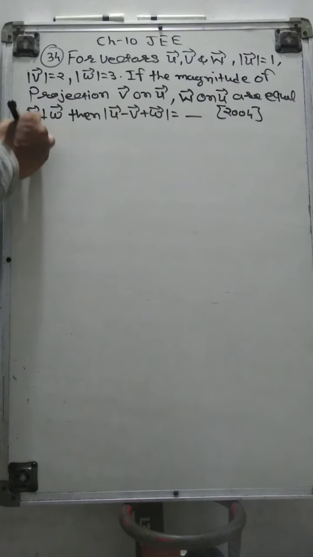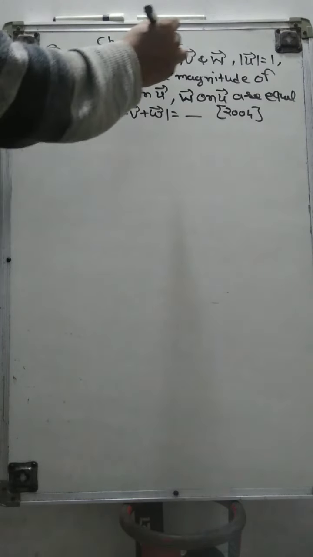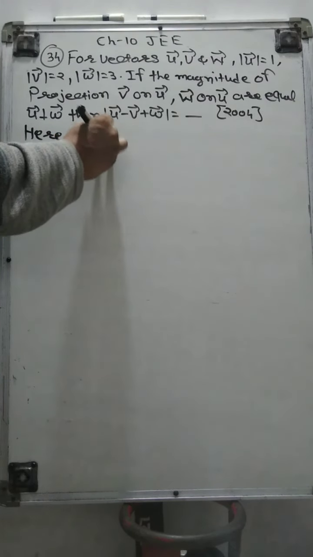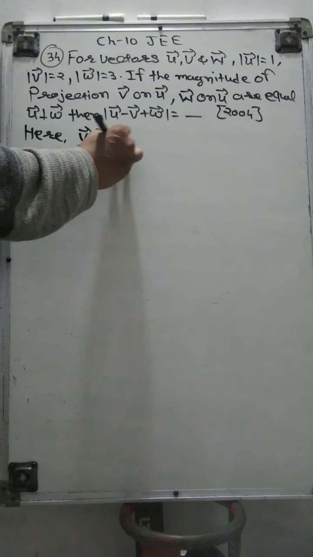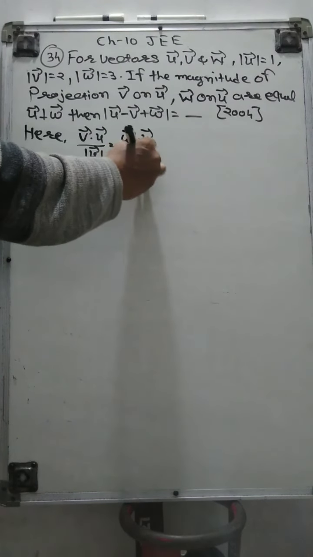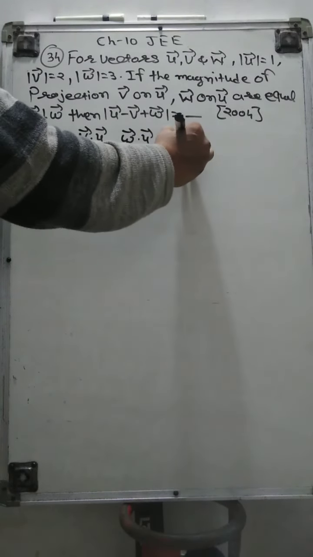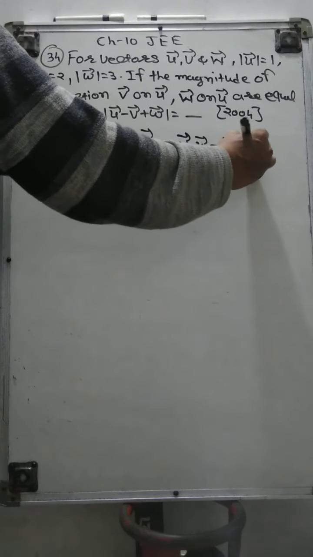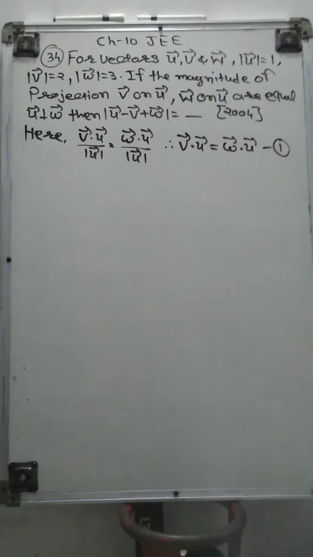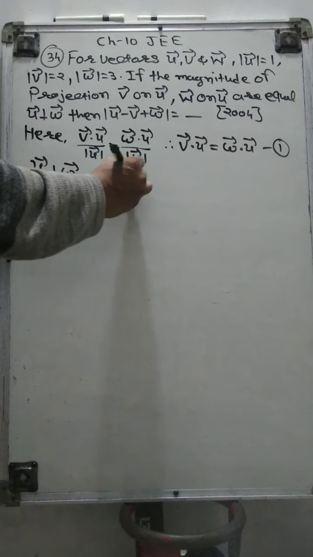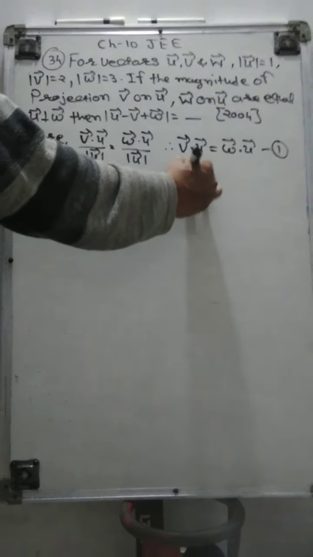So here, first of all, the magnitude of the projection of v bar on u bar is v dot u upon mode u, which is equal to w dot u upon mode u. Therefore, we can simply say that v bar dot u bar is equal to w bar dot u bar. This is our first result. Now second, u bar is perpendicular to w bar. Therefore, u bar dot w bar is 0. This is our second result.